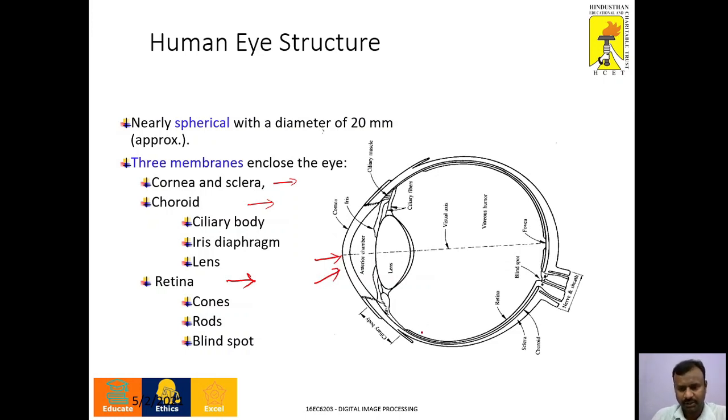The same cornea is extended in the rear as sclera. In the rear, it is opaque in nature. It won't allow any light to get past. The middle layer is choroid, where the iris, ciliary bodies, iris diaphragm, and lens are present. In the inner layer, we have photoreceptors like cones, rods, and the blind spot. So these are the three basic membranes.